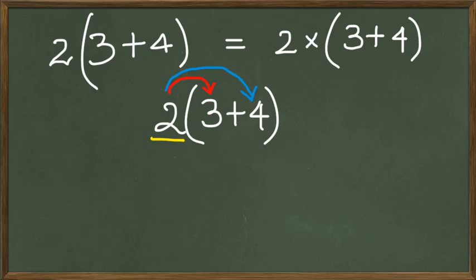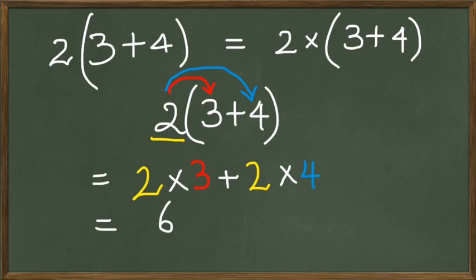And when we do that, we are going to get 2 multiplied by 3 plus 2 multiplied by 4. And the answer for this, of course, equals 6, and 2 times 4 is 8. So the answer is 14.